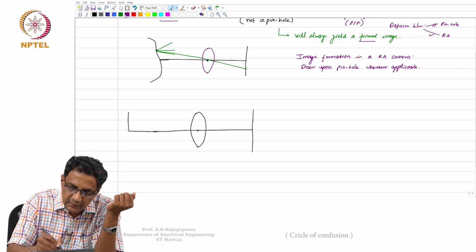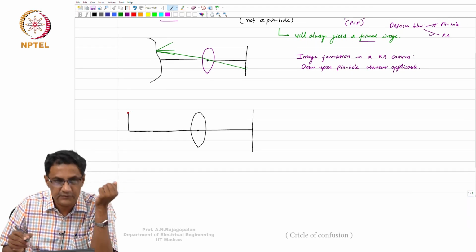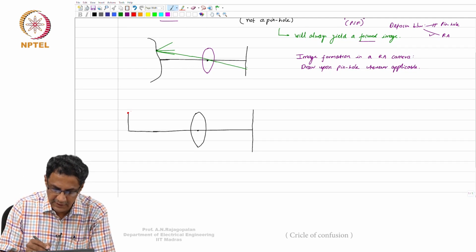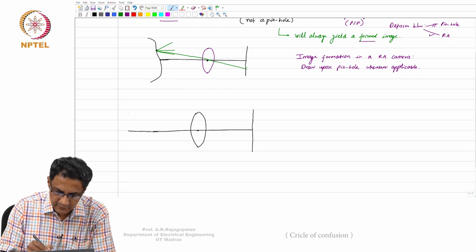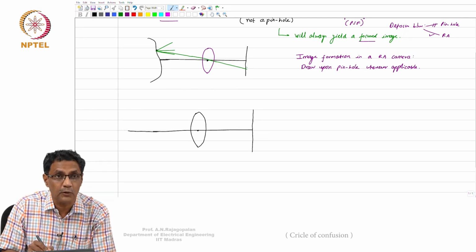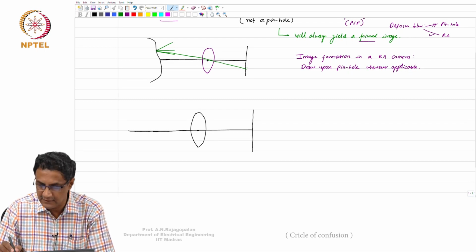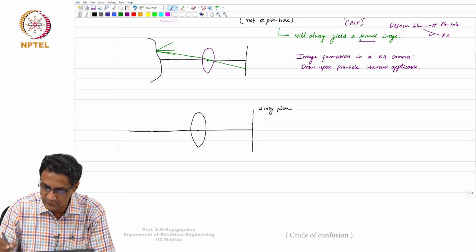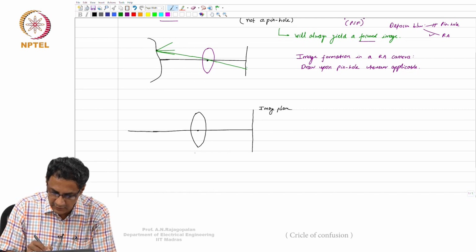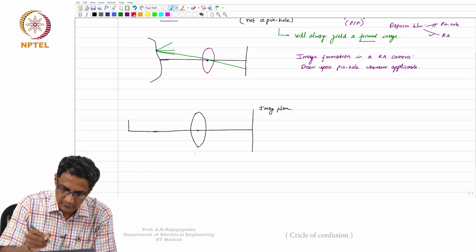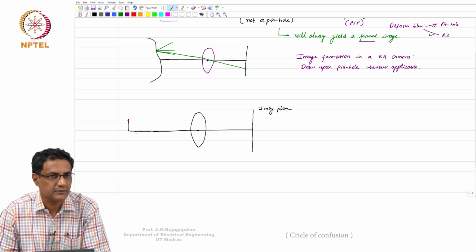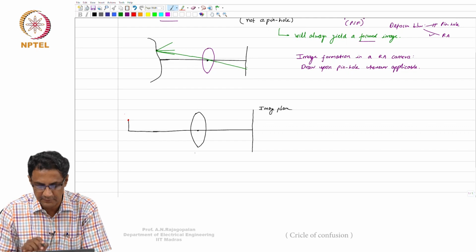Now let me draw it with some other color. I have a point here, which is in the 3D world. For a specific reason, I'm not taking this point on the optical axis. This is your optical axis, this is your image plane, and this is your lens. I'm not taking a point on the axis deliberately. I could have also taken a point on the optical axis, but that would simplify my equations. Instead of that, I'll take some point away from the optical axis.